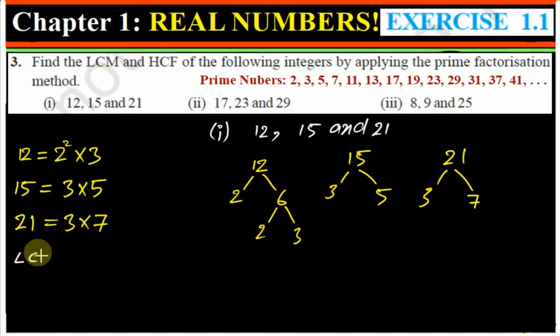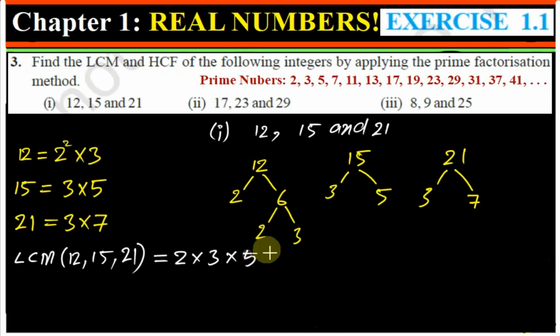So for the LCM of 12, 15 and 21, what do we do? For LCM, we choose all the prime numbers present in all these prime factorizations. So we have 2, then 3, the next prime number is 5, and the next prime number is 7. So 1, 2, 3, 4: 4 different prime numbers are used here.